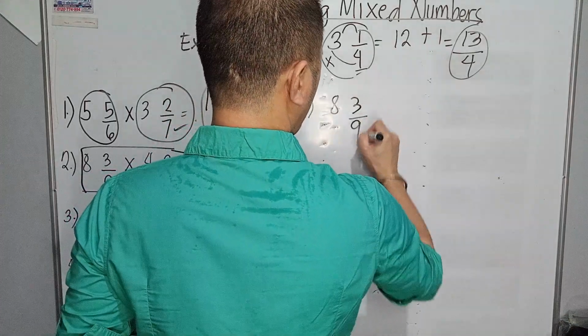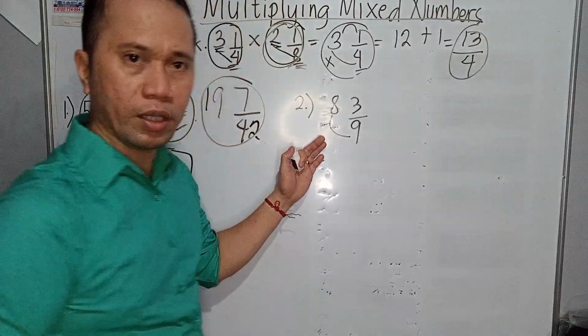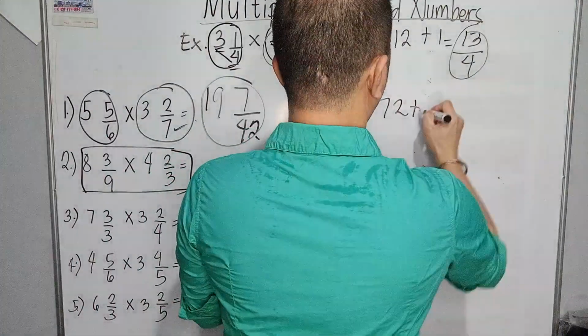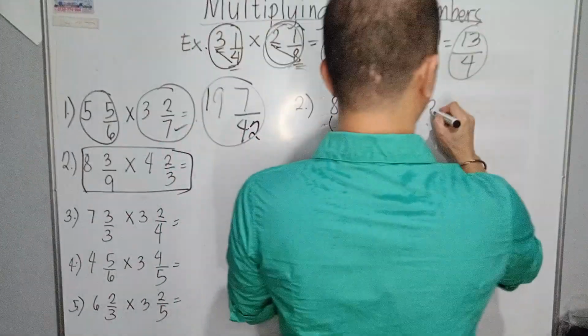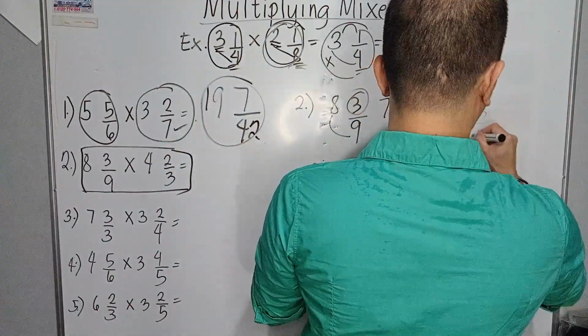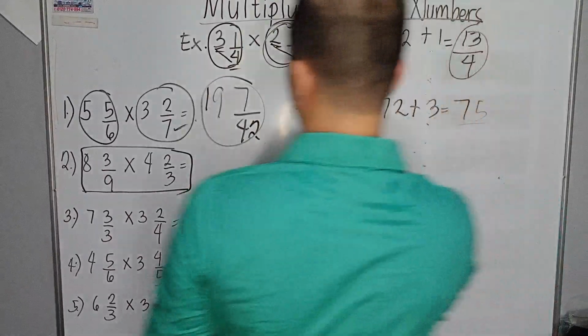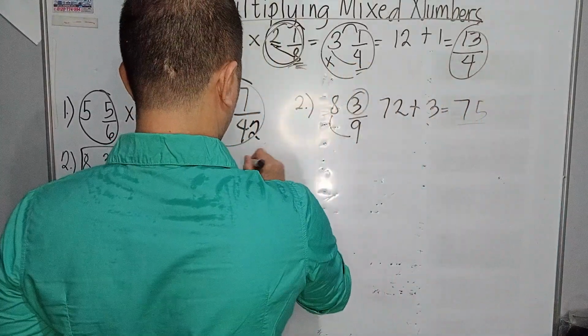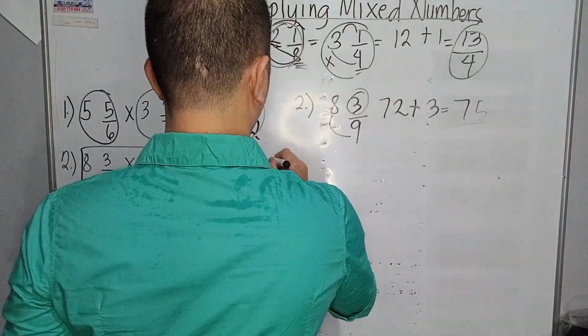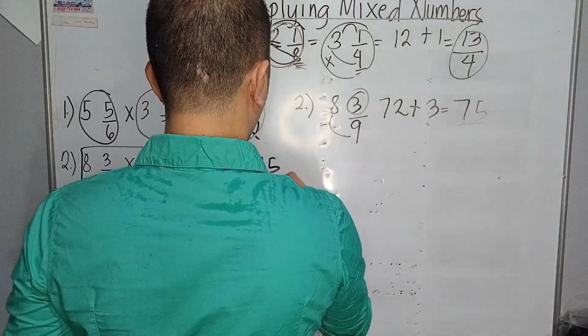8 and 3/9. So we need to multiply first this one, guys. 9 times 8 is 72. Plus 3. So we have here 75 over 9. Okay, we're going to write here 75 over 9.